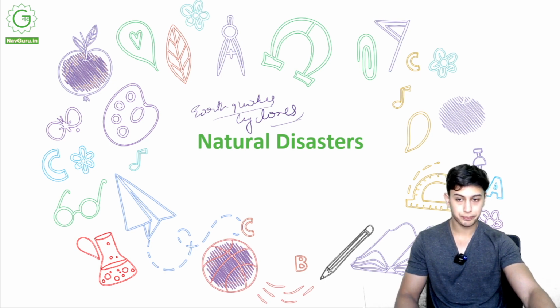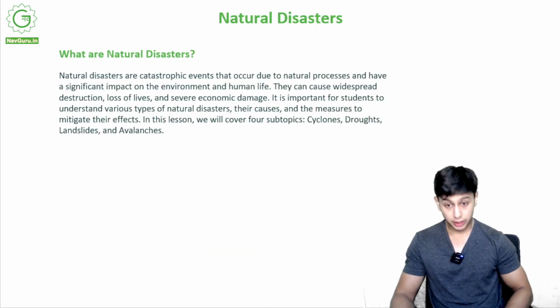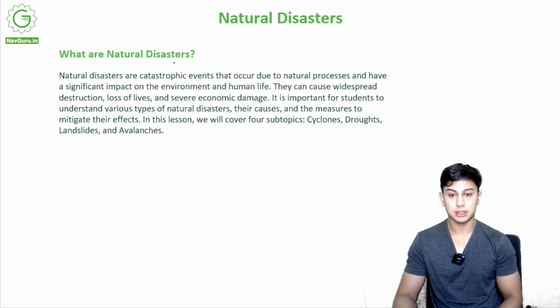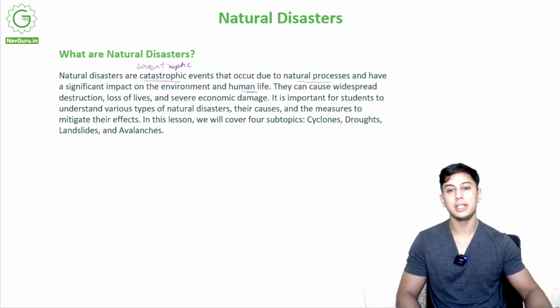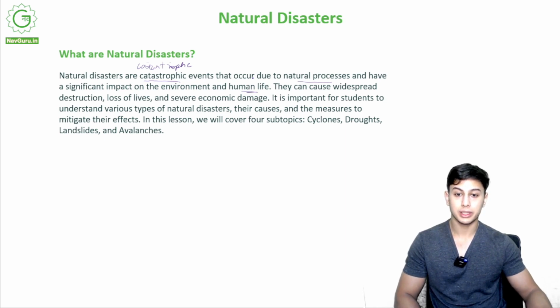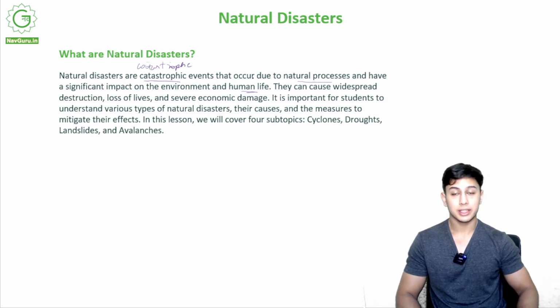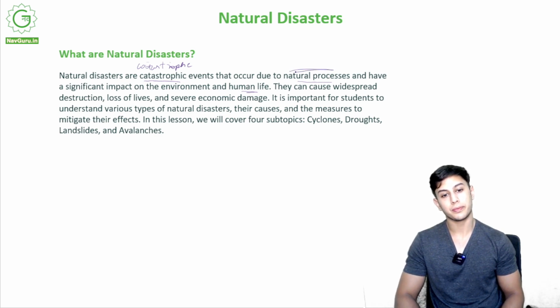So let's start. Okay, so what are natural disasters? Natural disasters are catastrophic events. Catastrophic means devastating, damaging. They cause catastrophe that occur due to natural processes and have a significant impact on the environment and human life. So they have a very large impact on the environment and on us humans. They occur due to natural processes, right?